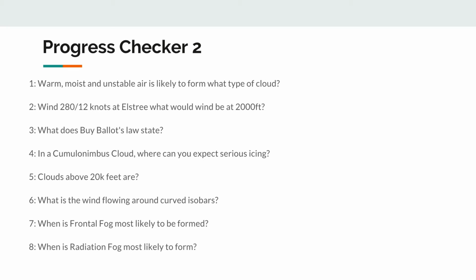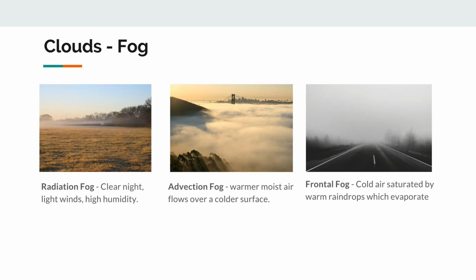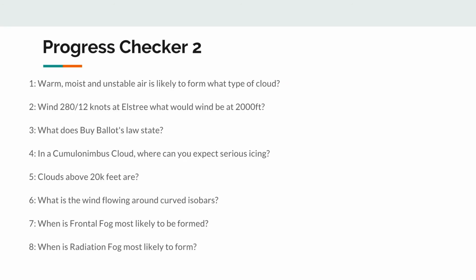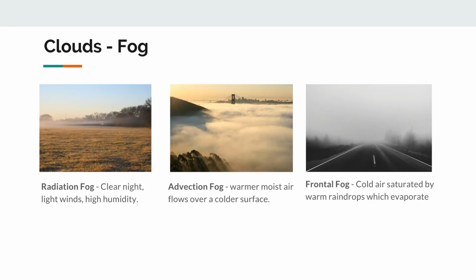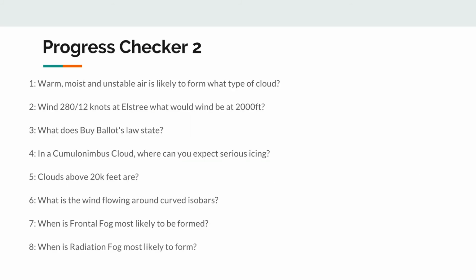When is frontal fog most likely to form? In advance of a warm front, where the cold air is saturated by the warm raindrops. When is radiation fog most likely to form? Well, on a clear night, with light winds 5 to 7 knots and a nice high humidity to get that dew starting to form in the air.